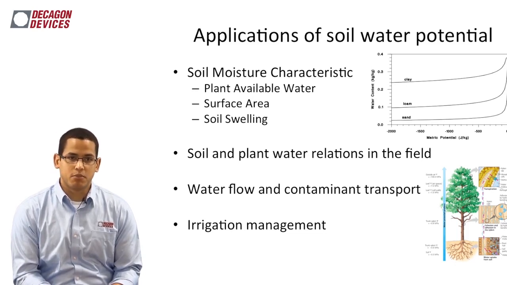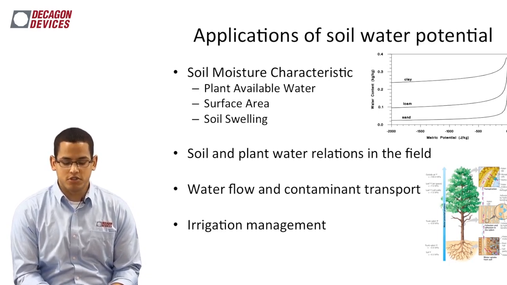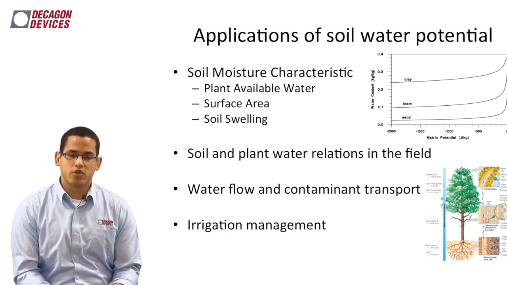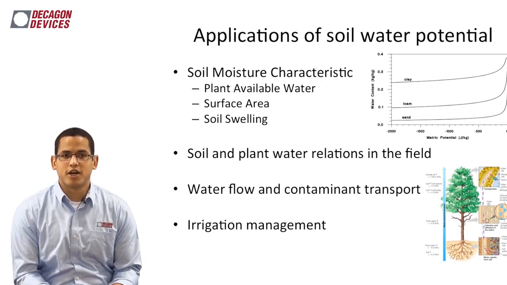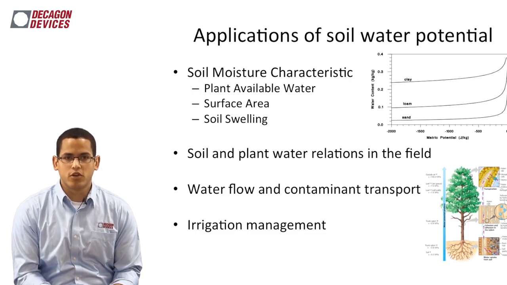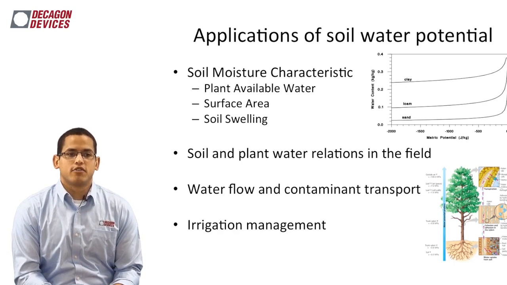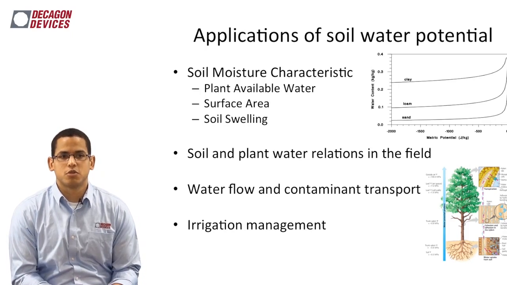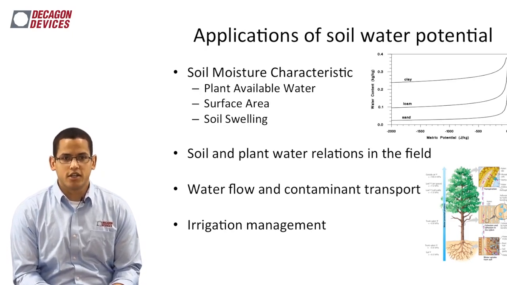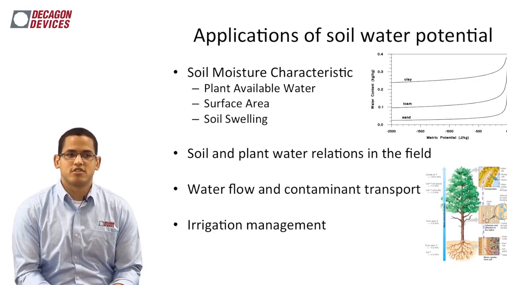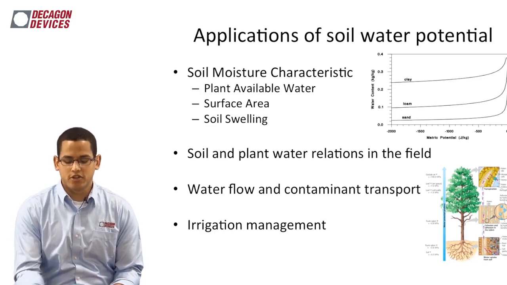Water flow and contamination transport studies are also a very common application of water potential, because just as with plants being able to pull on water, water flow through soil is predominantly controlled by matrix potential and some other factors such as hydraulic conductivity, but they all play a role in water flow through soil. And of course, in irrigation management, knowing soil water potential is so much more powerful than water content, because it gives us a better understanding of the plant's availability to pull on the water in the soil.